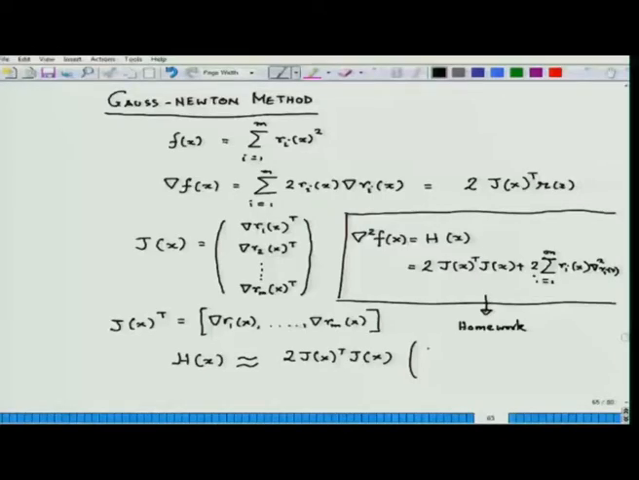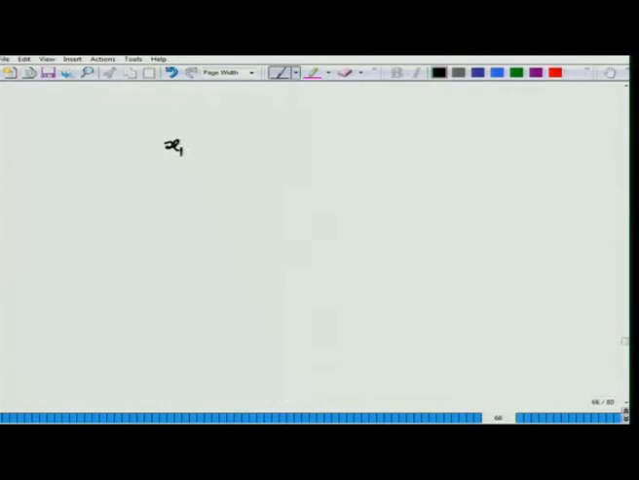So, let us say this is something called a heuristic step. We are basically ignoring this part now, the second order part. With only this information, we are going to now construct a technique which would lead me to the solution. Now, the Gauss-Newton method says, okay, I will just do the following.